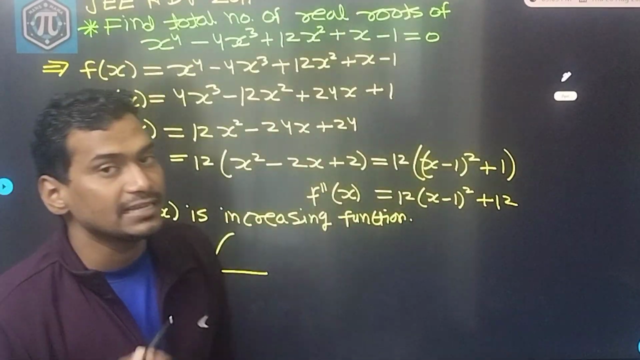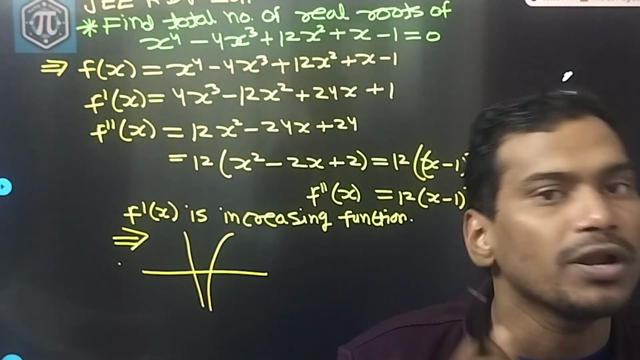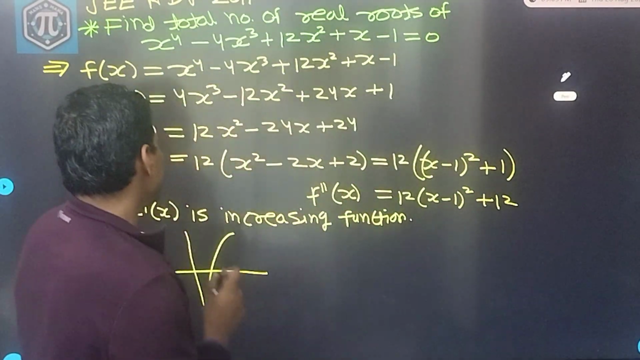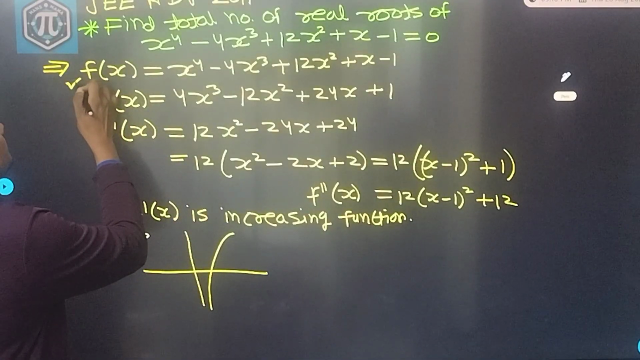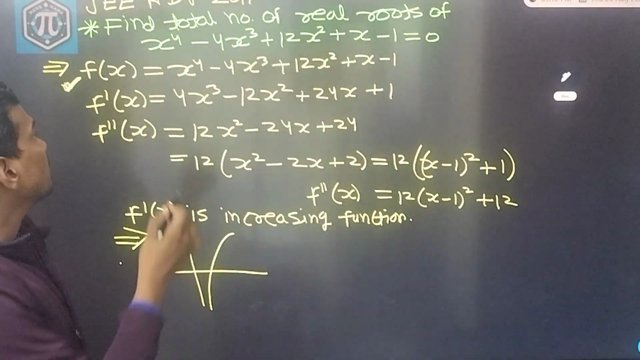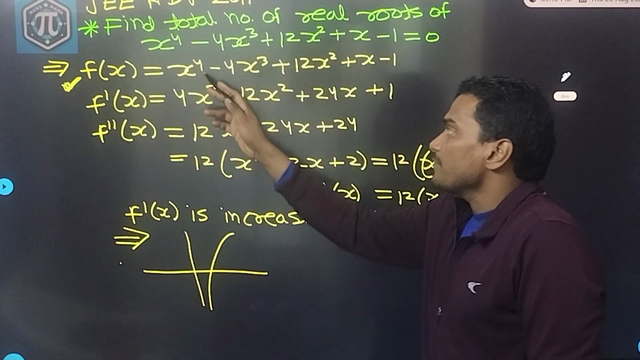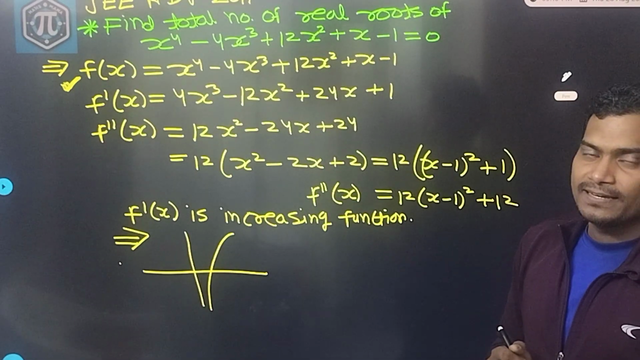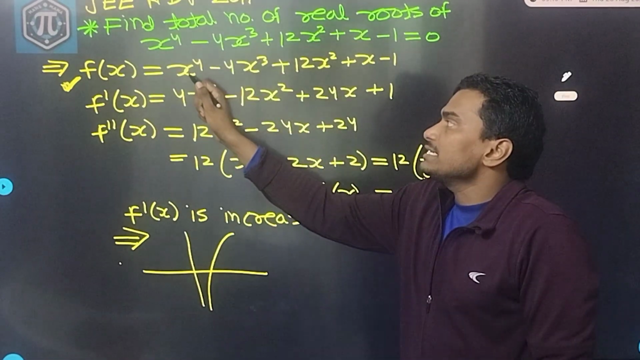That means if it is increasing, it will be 0 exactly at 1 point. So dy by dx will be 0 exactly at 1 point for this function. dy by dx is 0 exactly at once for function f of x. And what is f of x? F of x is this. Clear till here? Chalo.